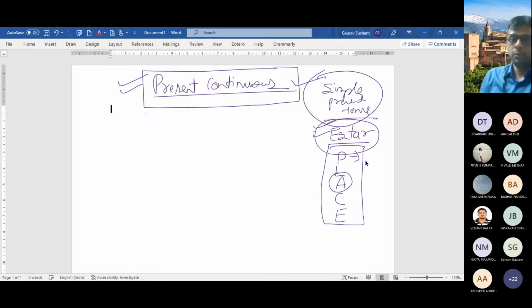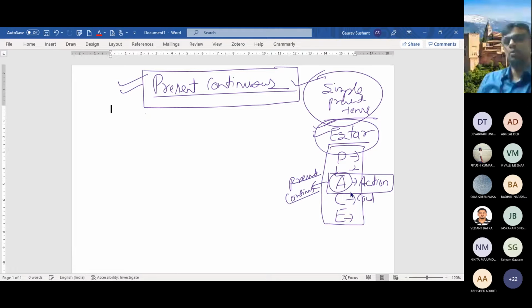So P was position, location. A was basically action. C was condition and E was emotion. So the other four we have done very extensively, and all of you must be knowing that. But this part, which is the action part, is actually referring to the present continuous.